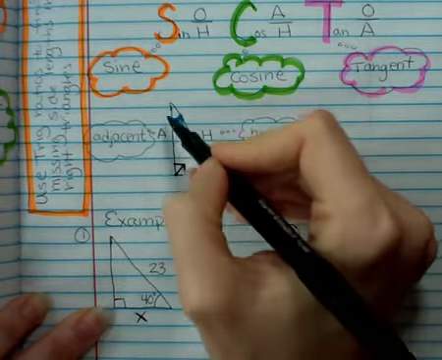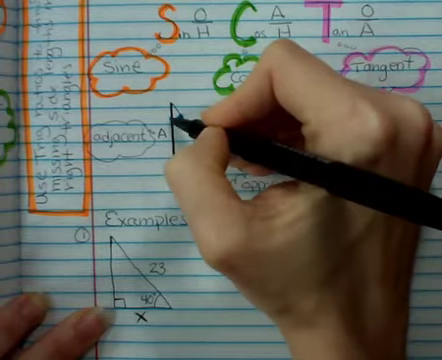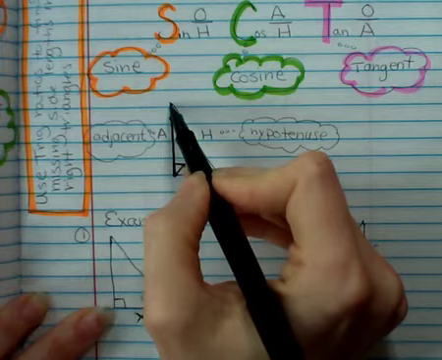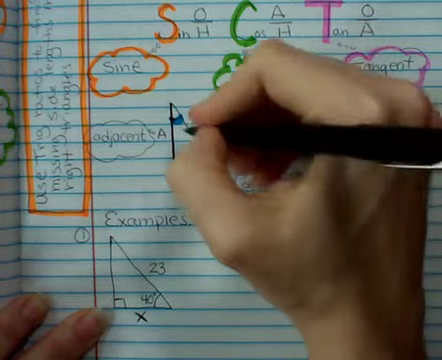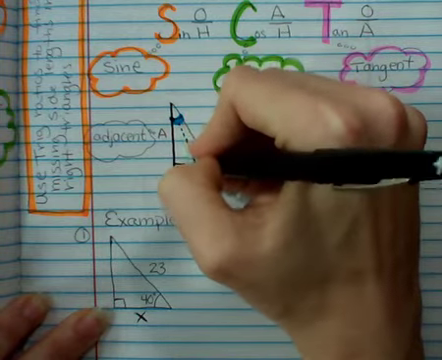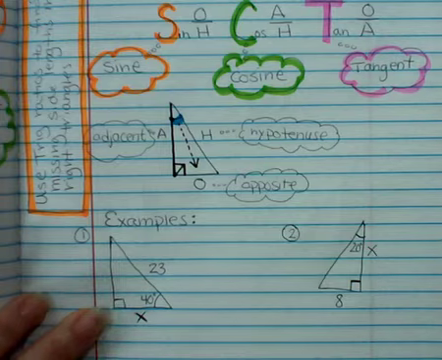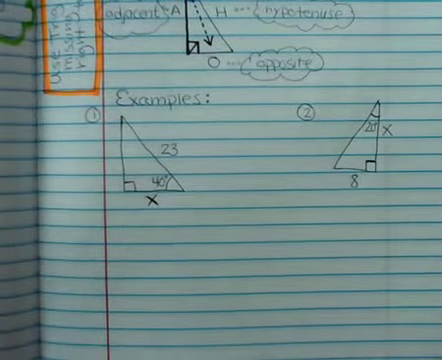The adjacent side is the side that is always touching your reference angle. So if you have a side that is touching the reference angle, that has to be your adjacent side. And the opposite side is always across from or opposite your reference angle. Those are how you can tell when you're setting up. All right, so let's do some example problems of how we're going to use our trig ratios.